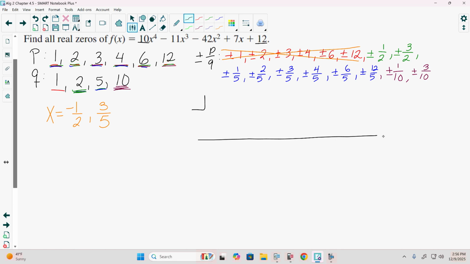We now have to use those to get it to a quadratic so we can find the rest. So our numbers across the top are going to be 10 for x to the fourth, negative 11 for x cubed, negative 42 for x squared, 7 for x, and 12.